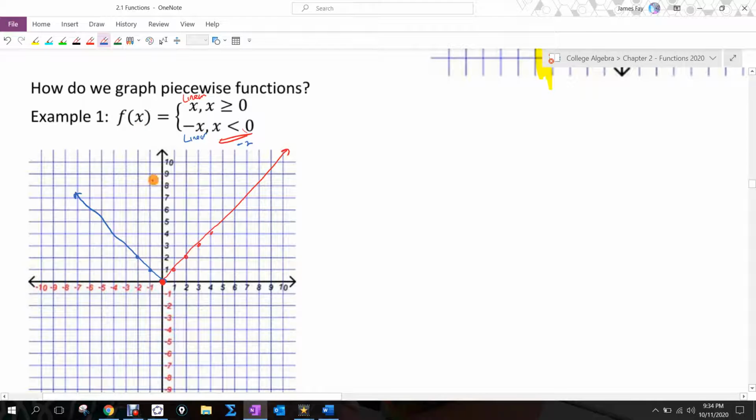Okay, and that should look familiar. That is the absolute value function. So what we have here is, if the absolute value of x is what we're looking for, then it is defined as the piecewise function. When x is greater than 0, you have just x. When x is less than 0, you have -x.